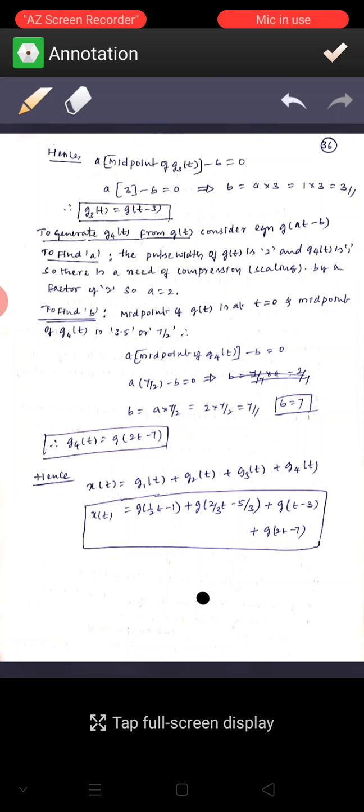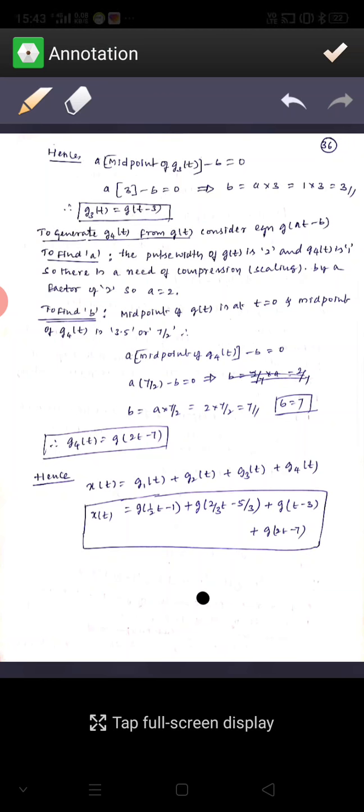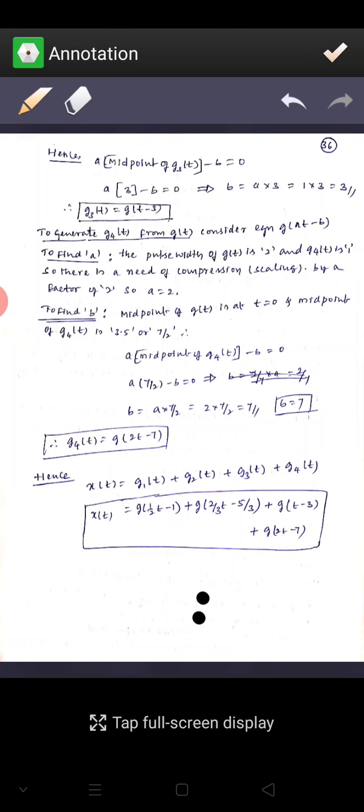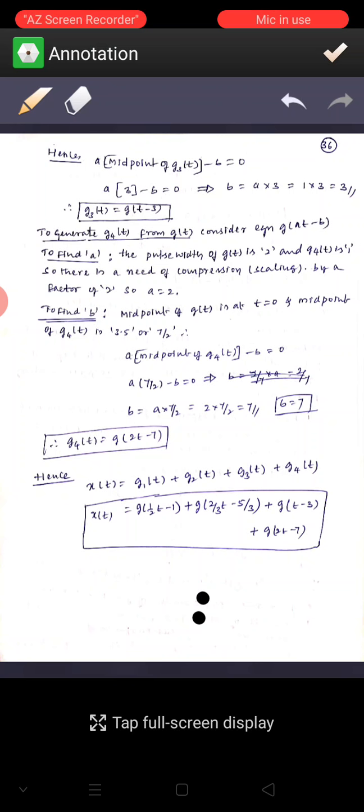Similarly, we need to find g4 of t. Again, consider the same equation, g of at minus b, where a is the scaling factor and b is the shifting factor. The pulse width of g of t is 2, as usual. The pulse width of g4 of t is 1. In the earlier g3 of t there is no expansion or compression, and in g1 of t and g2 of t there was an expansion, but here g4 of t is the compressed version of g of t.